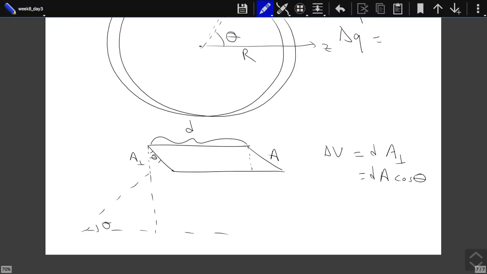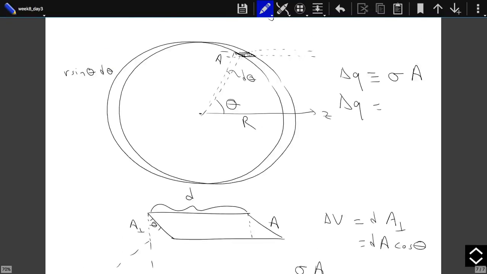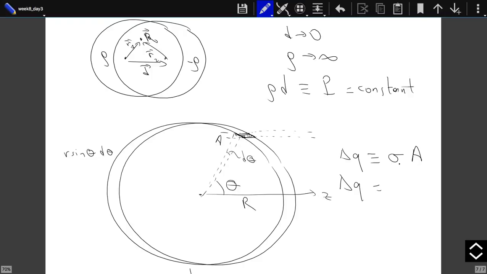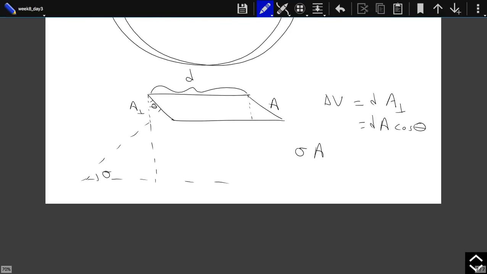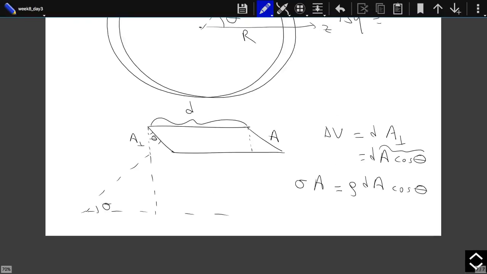So that gives me that sigma times a, which is the total charge seen by this area that I'm looking at, I can assign to the total charge of that volume. That is rho times d times a times cosine theta. No, a perp is a times cosine theta, but a perp is multiplied by d to get the volume.